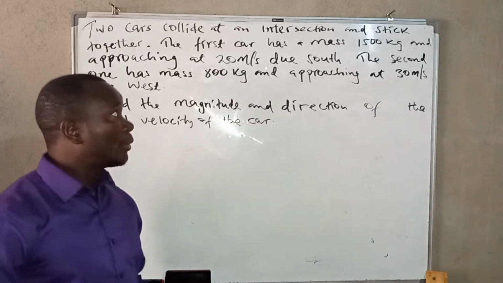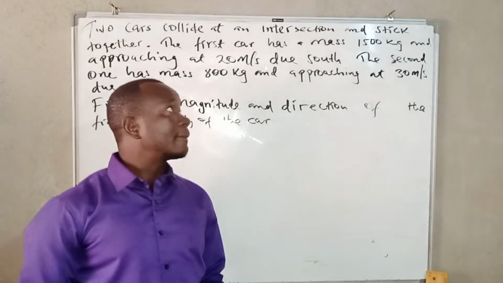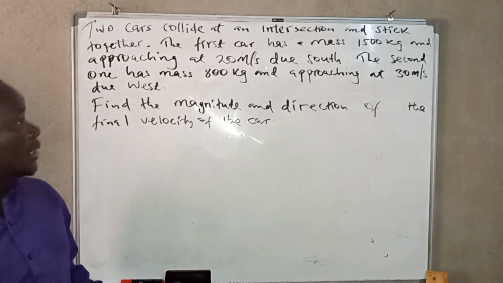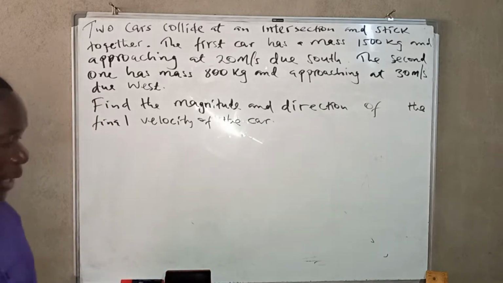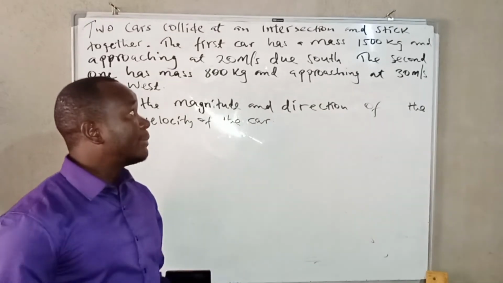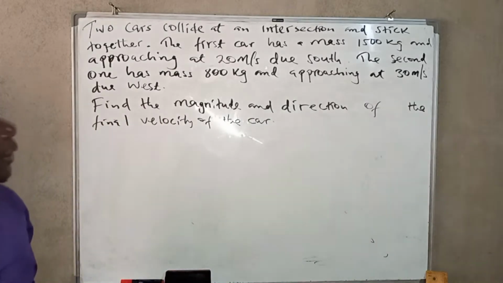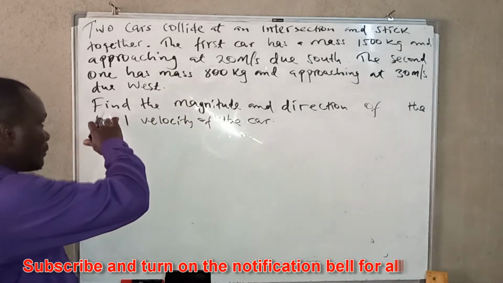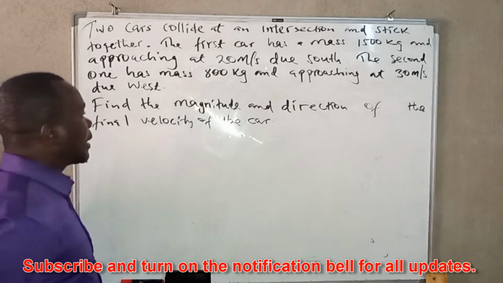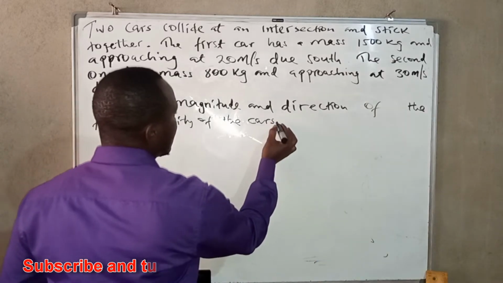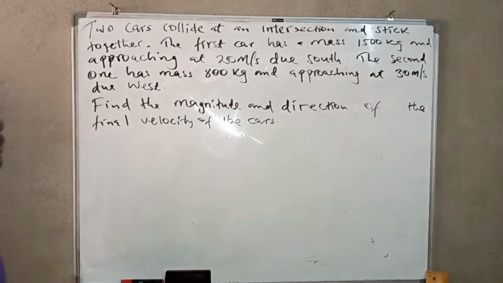So here is the scenario where the two cars, one is going in the southern direction, and the other one is going in the western direction. Then these two cars collide at an intersection, and then they stick together and begin to move with a common speed. Now, the question that we are required to find is the magnitude and direction of the final velocity of the cars.